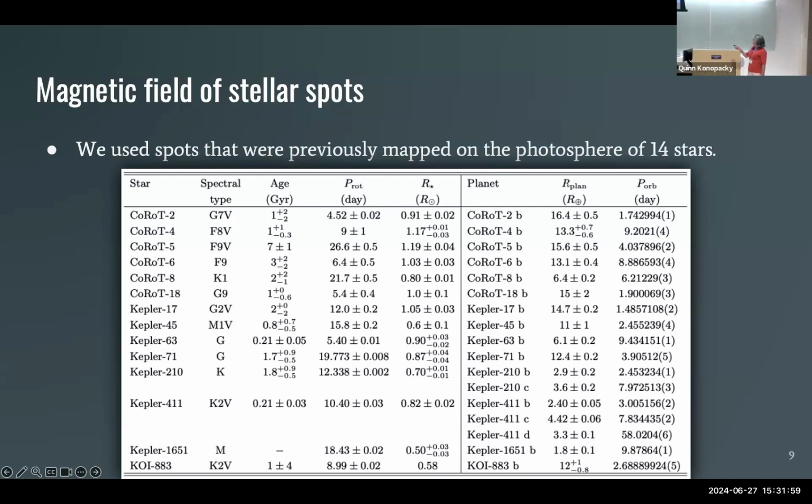Here are the 14 stars, and there are 17 planets in all. You can see here the spectral type, ages. I mean, there are stars of different ages, rotation periods, and sizes. Most of the planets are gas giants, but there are some which are Earth size. This is Earth size here.